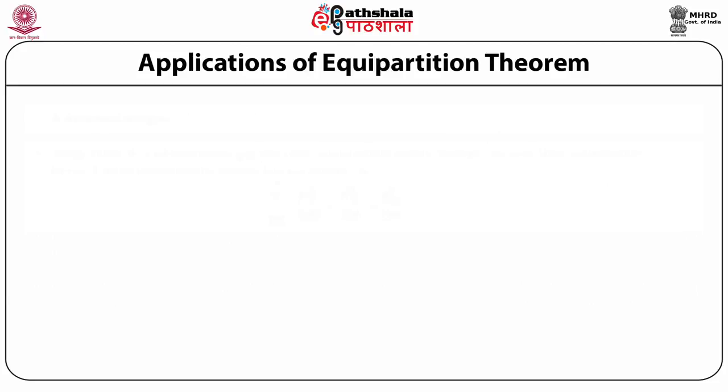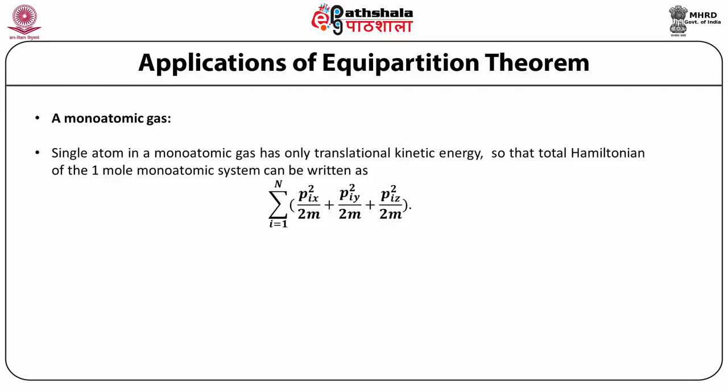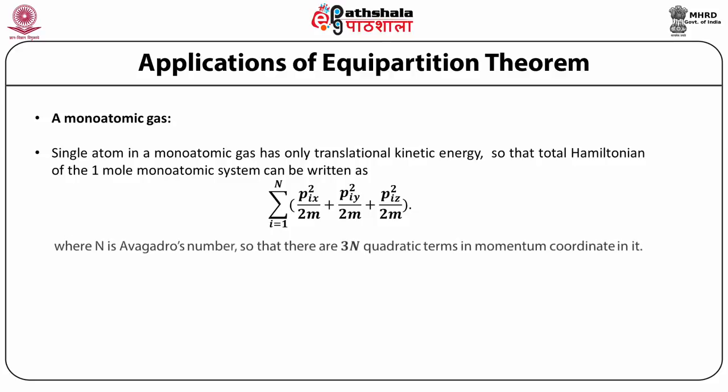Applications of the equipartition theorem. Let us take the case of a monoatomic gas. A single atom in a monoatomic gas has only translational kinetic energy, so that the total Hamiltonian of the 1 mole monoatomic system can be written as the summation over i equal to 1 to N of pix squared divided by 2m plus piy squared divided by 2m plus piz squared divided by 2m, where N is Avogadro's number, so that there are 3N quadratic terms in the momentum coordinates in it.